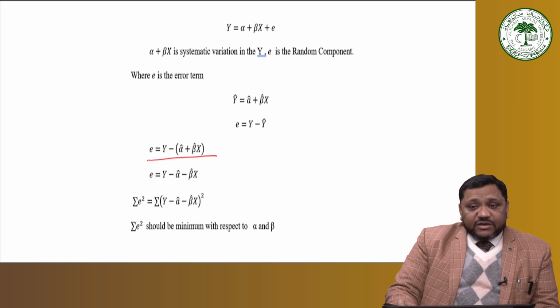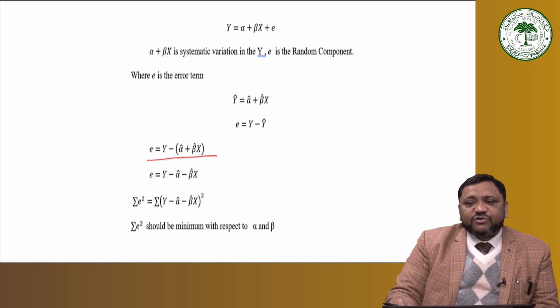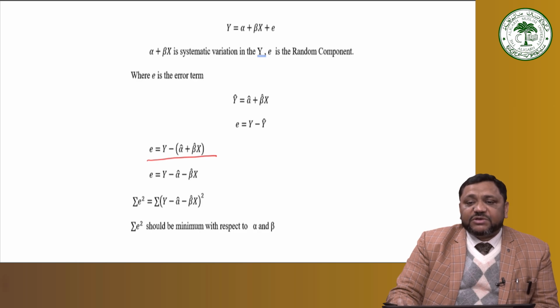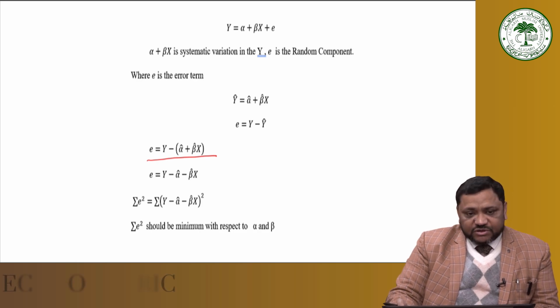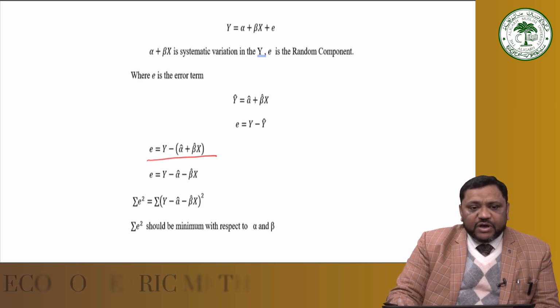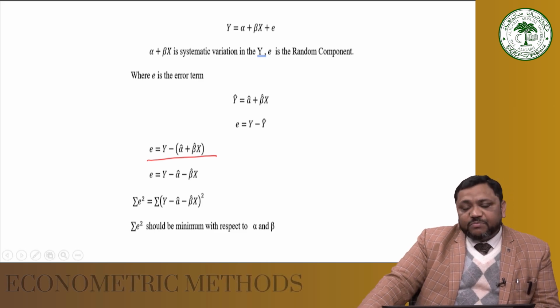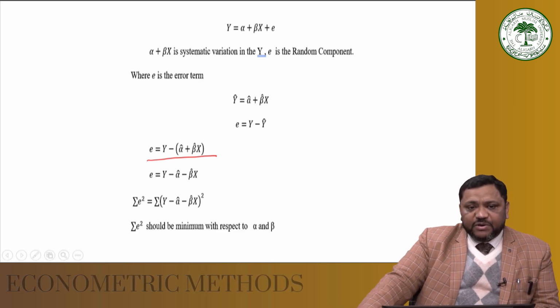The regression line should be fitted in such a way that this summation of the squared residuals is minimum, and this we have seen in our earlier class also. This is the best method to fit a line, through the least squares method. So this summation e square should be minimum, and this is our purpose.